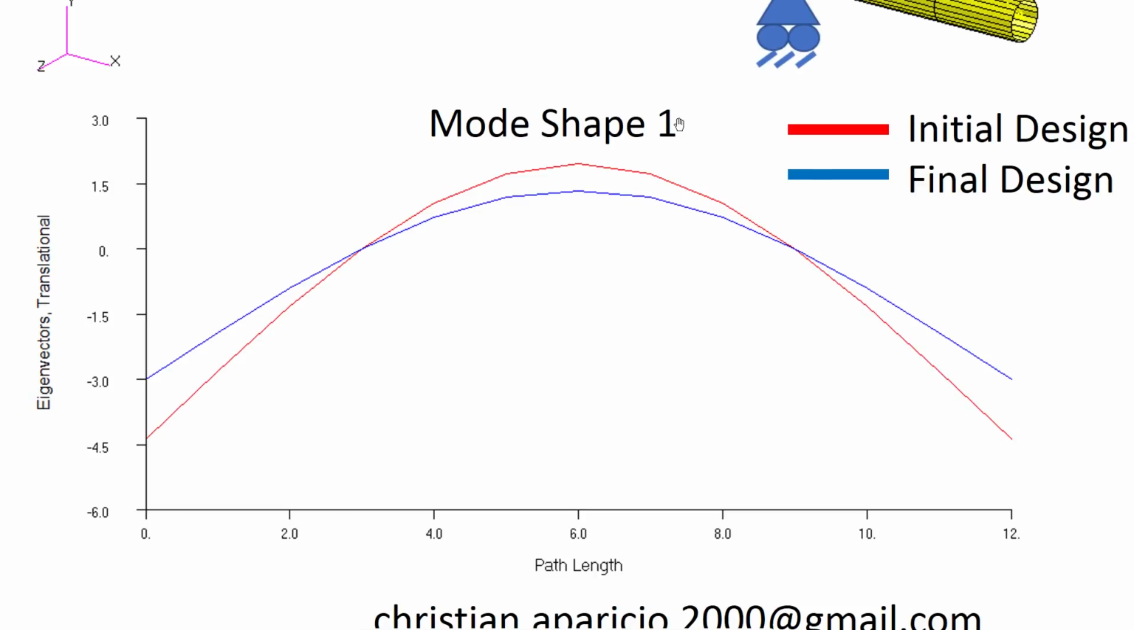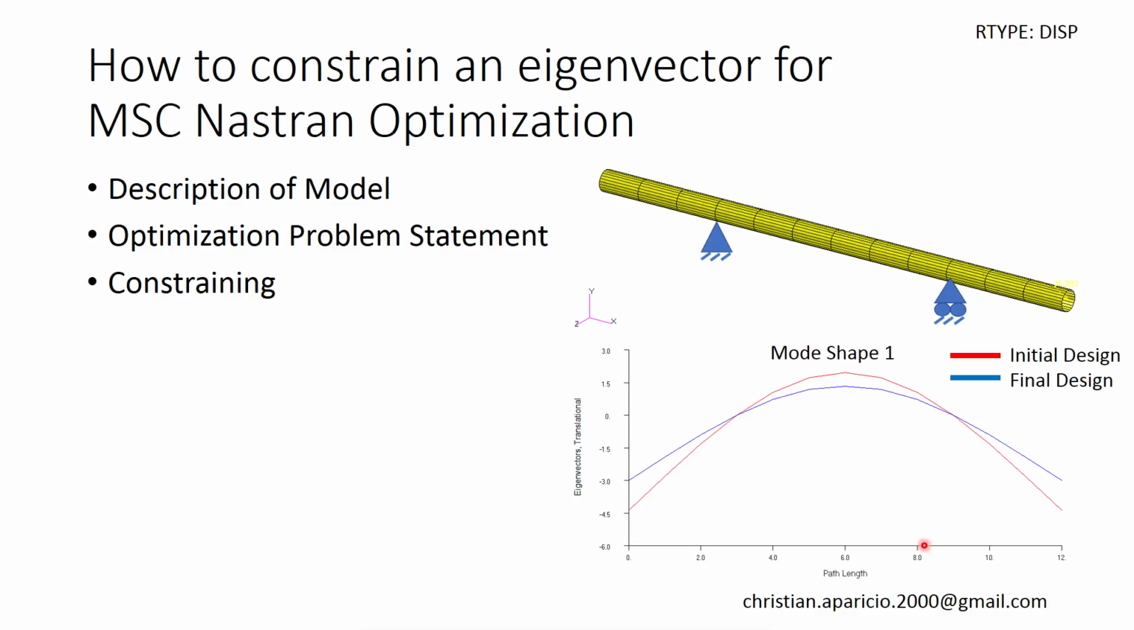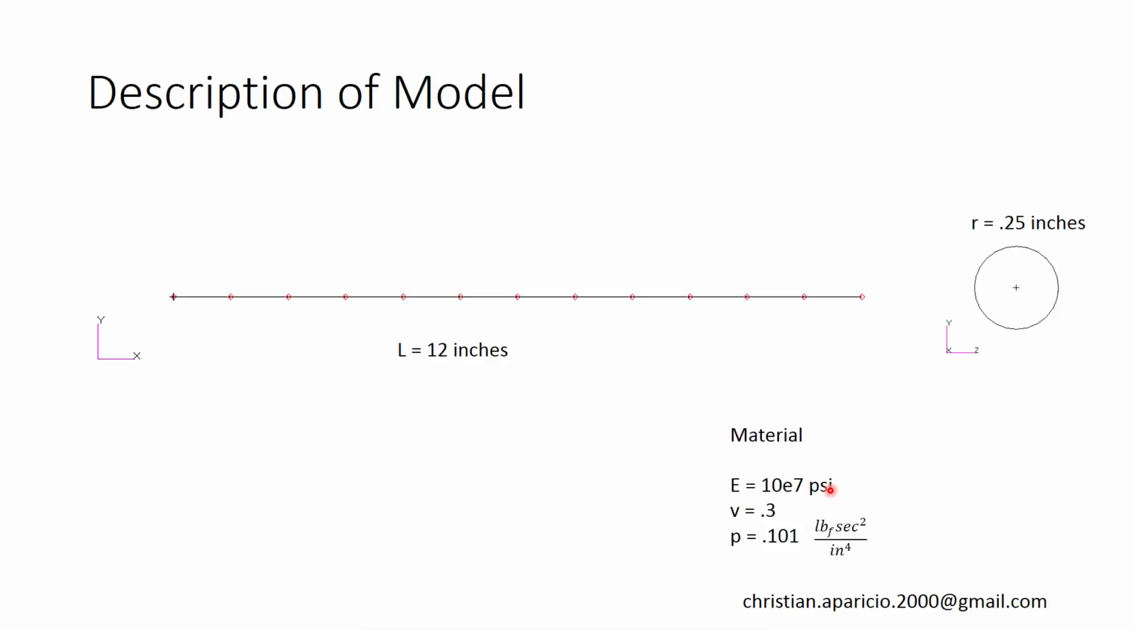We're going to impose a constraint that says the maximum relative displacement, which is approximately negative 4.5, the relative displacement of the first mode shape should be no more than -3. So here in blue is the final design after the optimization. So let's go ahead and jump over to our description of the model.